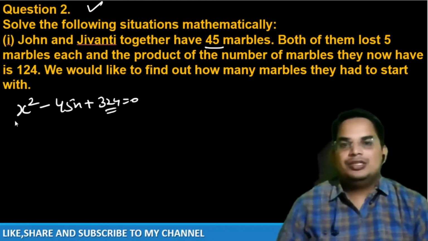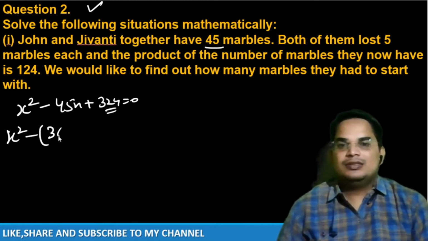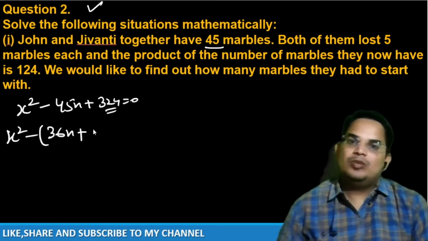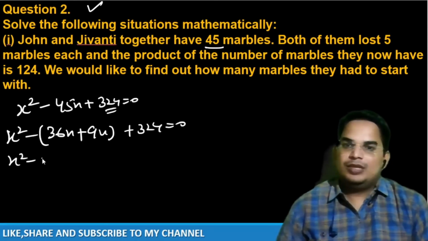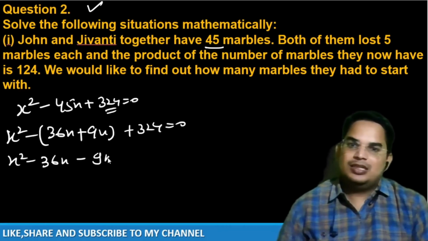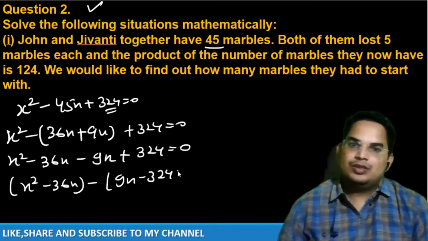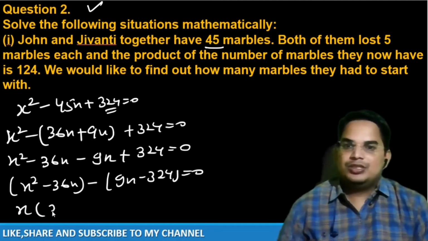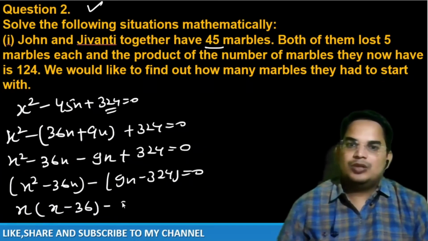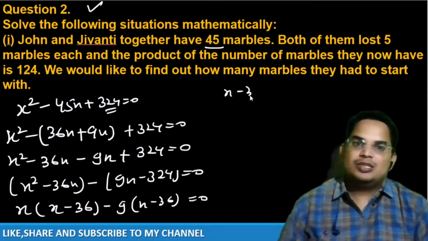So how I will do, look at this, I can write it like this, x square minus 36x minus 9x plus 324 is equal to 0. So after this you will write down x square minus 36x, take the minus common, it become 9x minus 324 is equal to 0. Take the common x from this part, it become x minus 36. From here you just take the common 9, it become x minus 36 is equal to 0. So now take the x minus 36 common. What you are having? You are having x minus 9 is equal to 0.